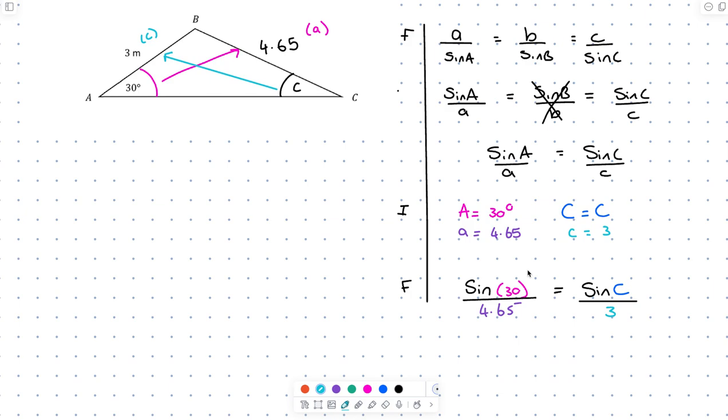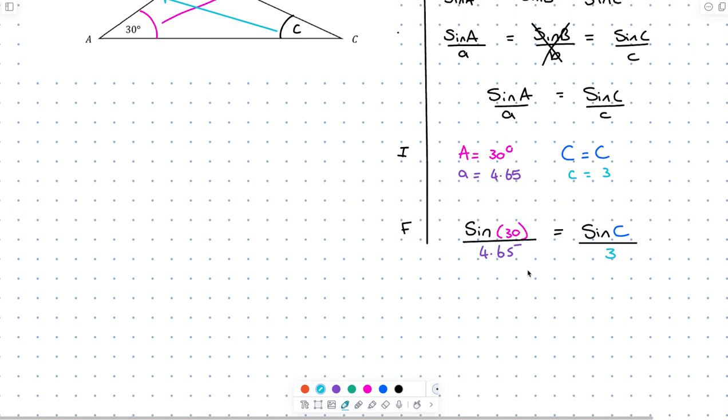The next thing we can do is, I want to work towards having this sine C on its own. So let me multiply both sides by 3 here. Now, you could, if you wanted, put that in your calculator, but I guarantee you, if you put that in your calculator, it probably won't be so nice right now. But if I multiply both sides by 3, and you put that in your calculator, this time it does work out to be nice. So if you do sine of 30 all over 4.65 and you multiply it by 3, you get actually quite a nice answer of 10 over 31. And then we get that sine of C is equal to that.